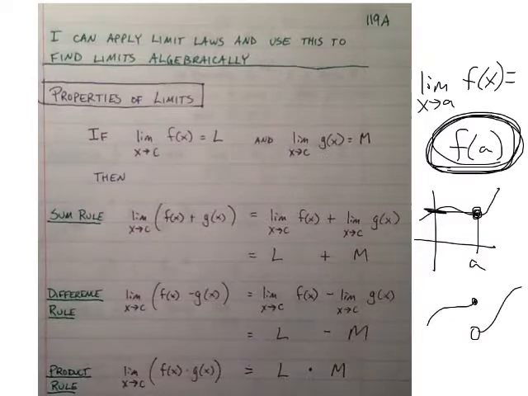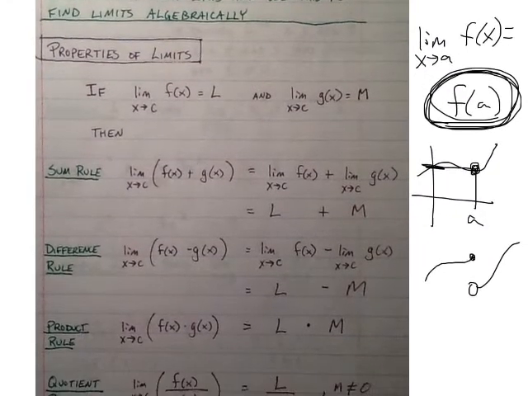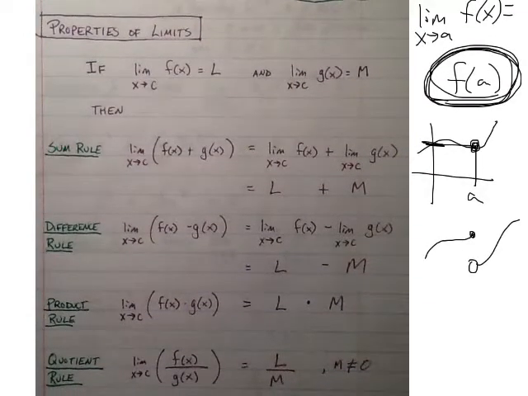The first thing I've done is list some properties of limits that we should know. The preface is, if you know the limit of one function is L and the limit of the other function is M, then the sum rule says if you take the limit of the two of them added together, that is equal to the limit of the first plus the limit of the second. Similarly, the limit of the first minus the second is the limit of the first minus the limit of the second.